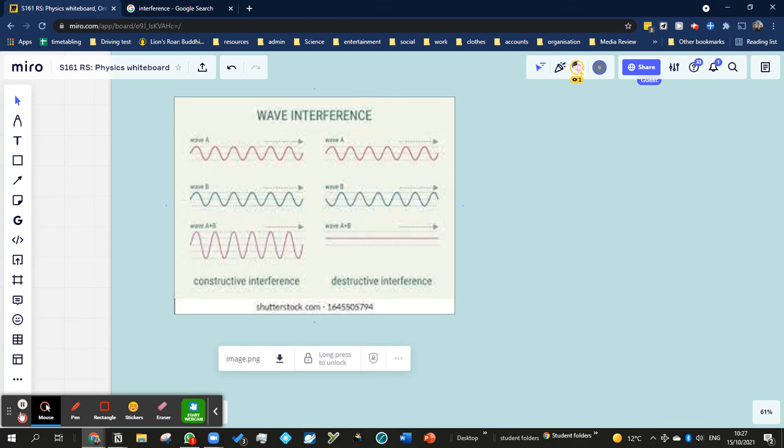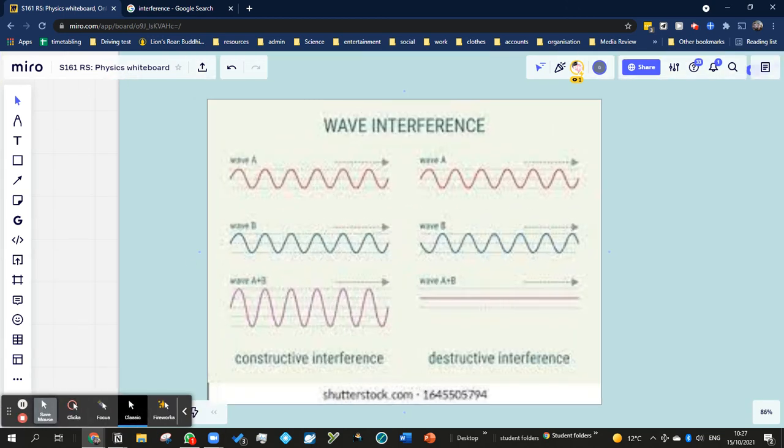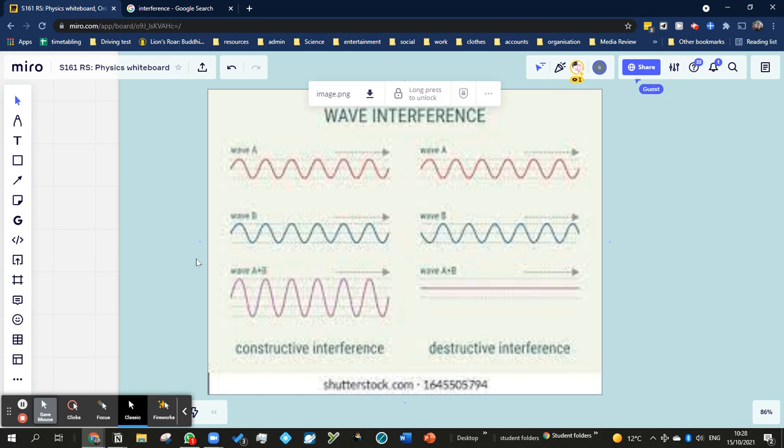Right. So this is an introduction to how waves interfere. What we've got down here is what we can call a resultant wave, and we've got wave A and wave B. So this is wave A plus B.